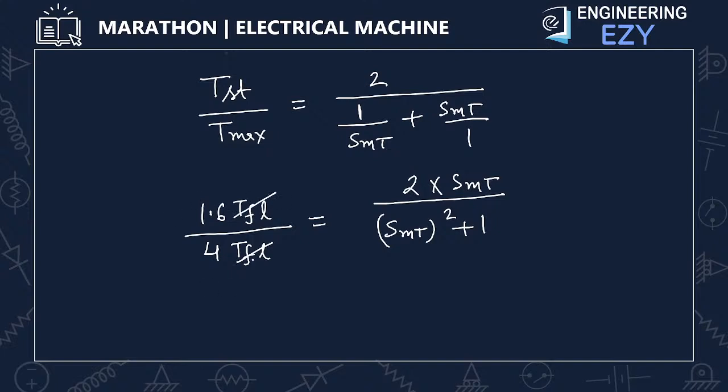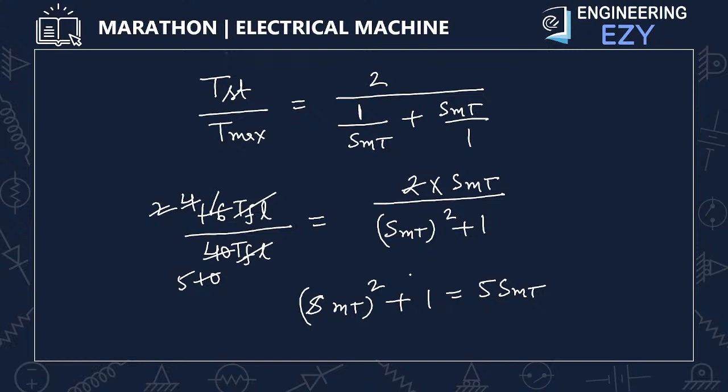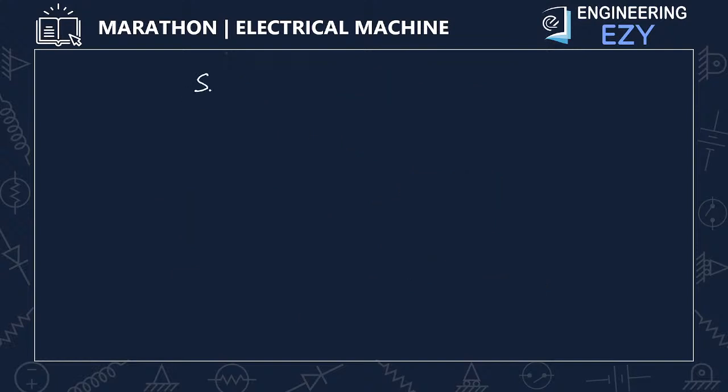It is a quadratic equation now, everyone can solve. So it is 4 4 ja 16, 4 10 ja or 2 by 5. So the 2 is cancelled out. So it is Smt square plus 1 is equal to 5 Smt. Now using the Sridharacharya formula, you can calculate: Smt square minus 5 Smt plus 1 is equal to 0.